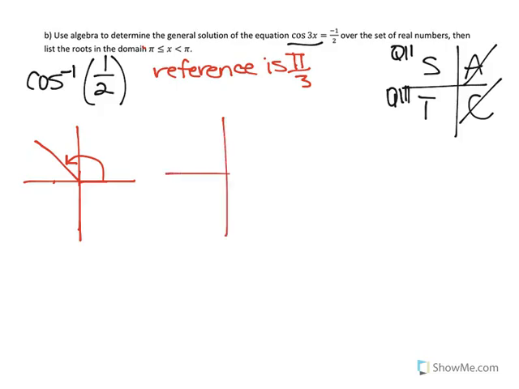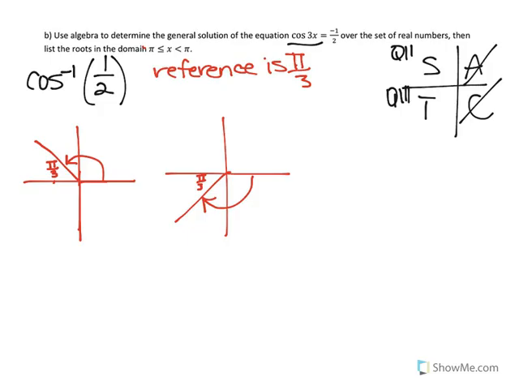And then the other angle we'll get, so this is pi over 3 as our reference angle. The other angle that we'll get is down here. So this is also pi over 3. We're not going to be able to get this angle, and the reason is because that's bigger than pi, but we will be able to find this angle.